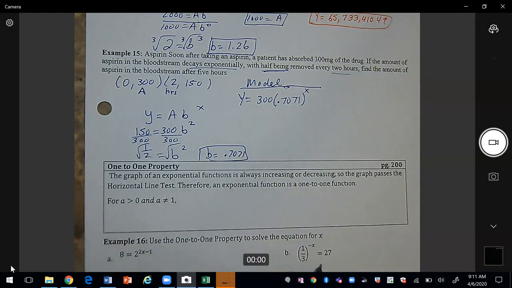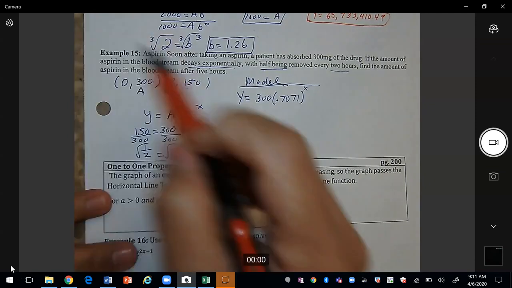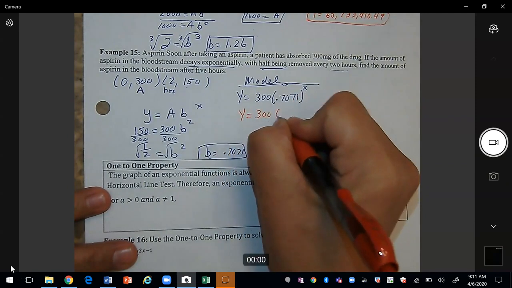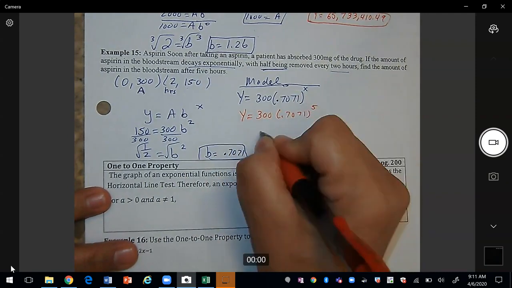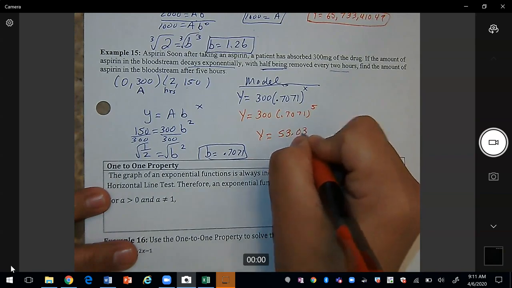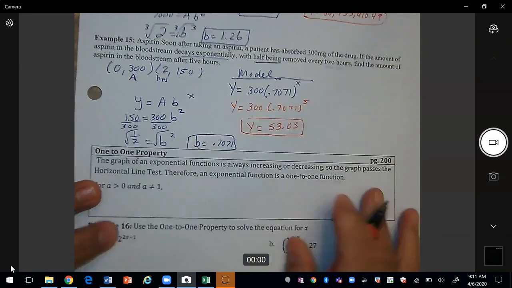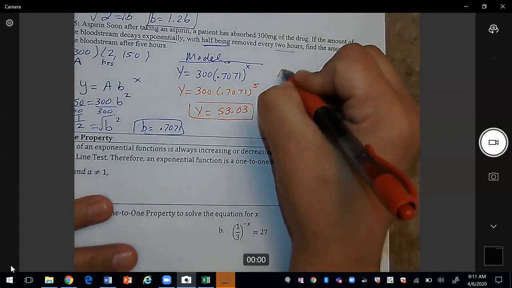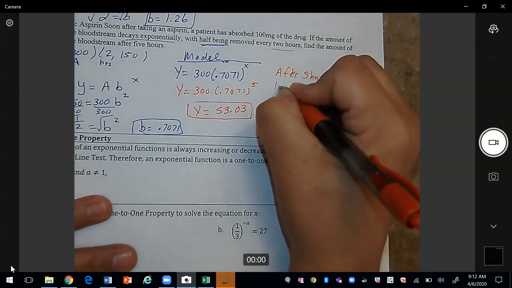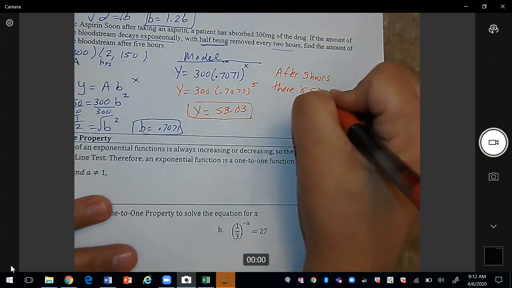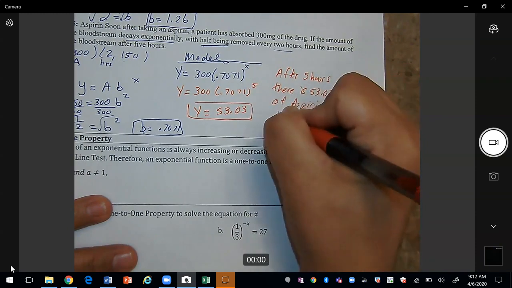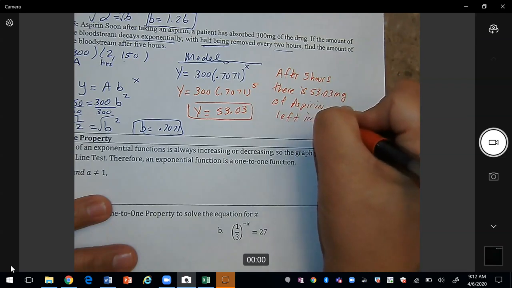So it says find the amount of aspirin after 5 hours. So it's asking for 5 hours. My units are hours, so I can just plug in the 5 for x. And so that's going to become 53.03. Since you're working with a word problem, then it's always nice to write a sentence. So after 5 hours, there is 53.03 milligrams of aspirin left in the bloodstream.